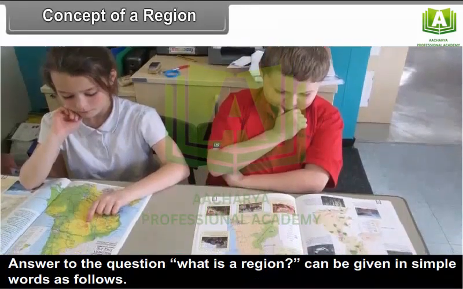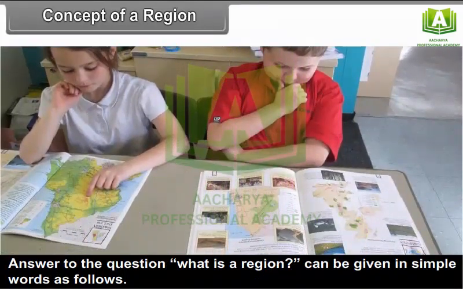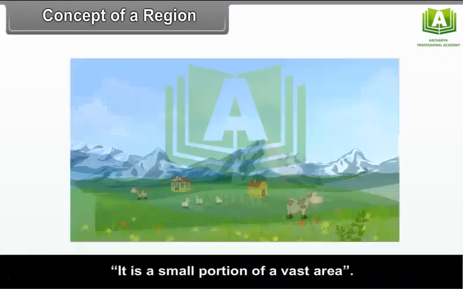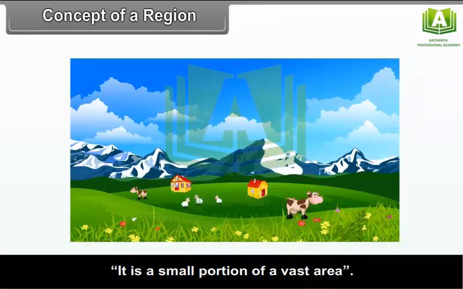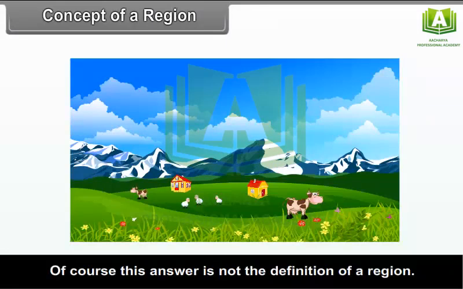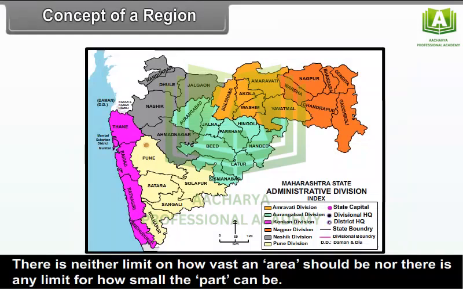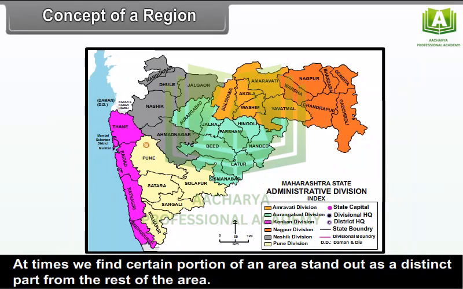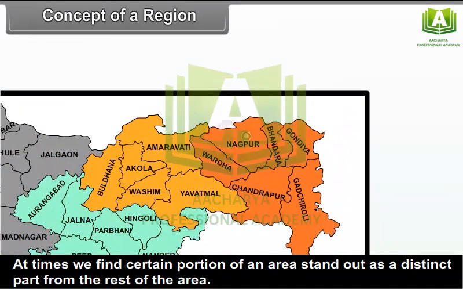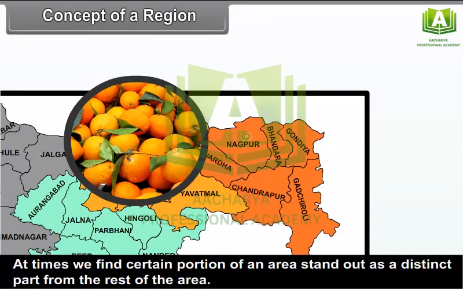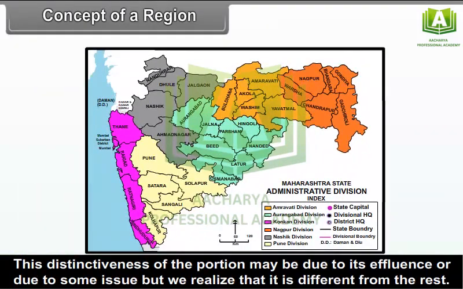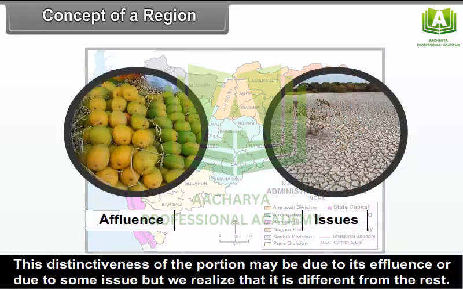The answer to the question, what is region, can be given in simple words as follows. It is a small portion of a vast area. Of course, this answer is not the definition of a region. There is neither any limit on how vast an area should be, nor any limit on how small the part can be. At times, we find a certain portion of an area stands out as a distinct part from the rest of the area. This distinctiveness of the portion may be due to its affluence or due to some issue, but we realize that it is different from the rest.